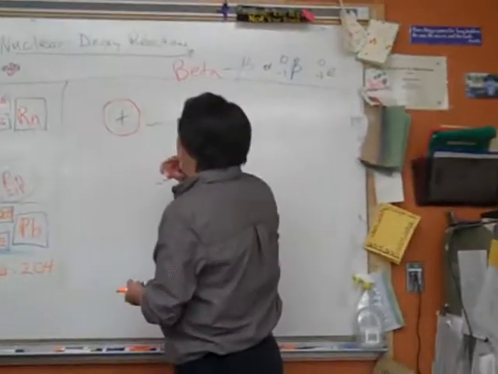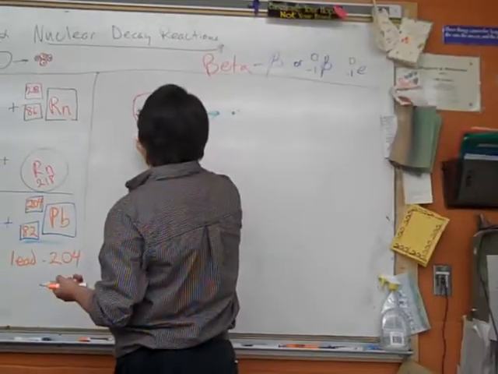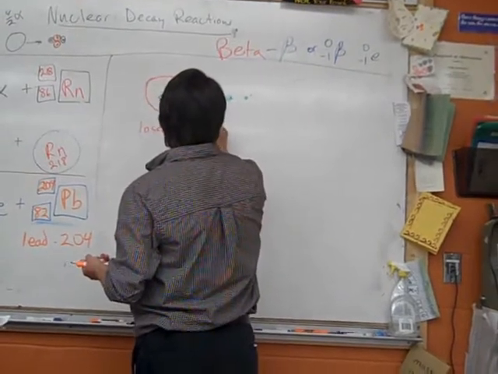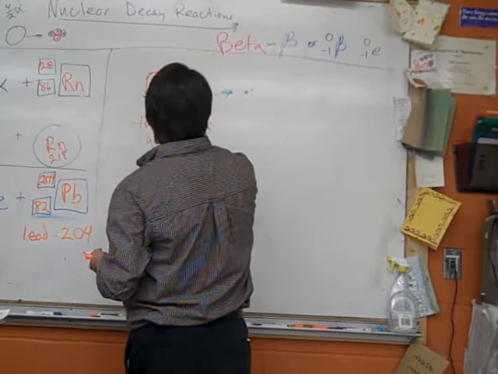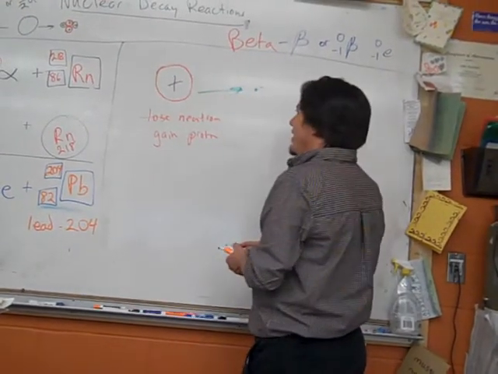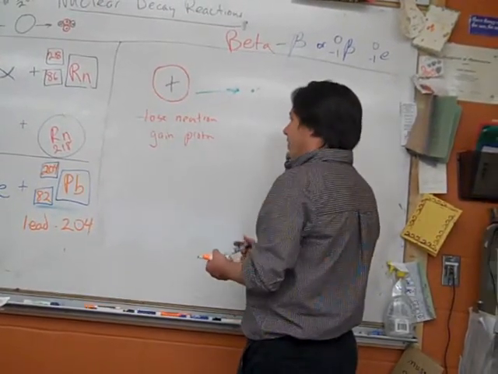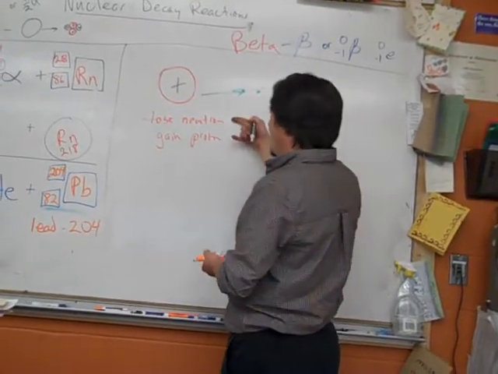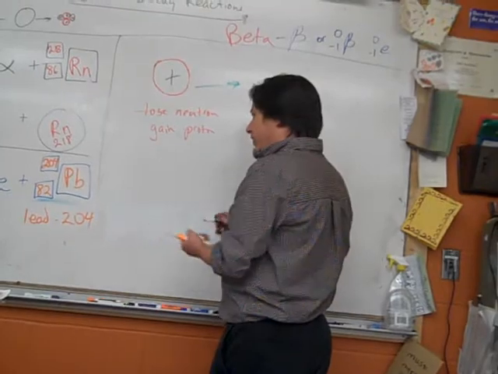And so the point is that when you have a beta decay, you lose a neutron, but you gain a proton. So the number of protons goes up, the mass number goes nowhere. It stays the same because you go minus one of these and plus one of these. But anyway, let's do an example.